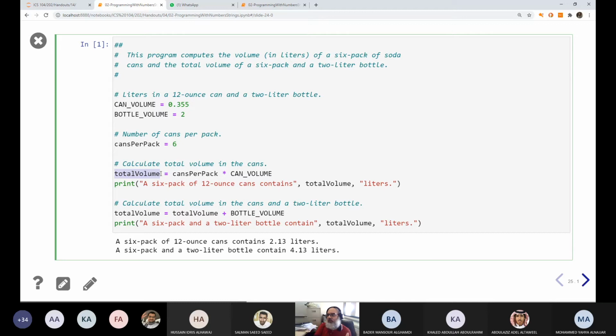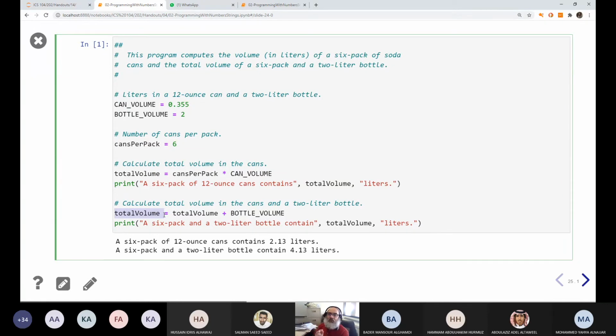6, 12, 24, 30, 40, right? That was my defense of this, but no, I have an even bigger problem. Total volume was used twice for two different things. Yes, this is what I was looking for. See, total volume, what is total volume? In the first context, in this line, total volume was the volume of the six-pack, right? And total volume here is the volume of the six-pack and the bottle.